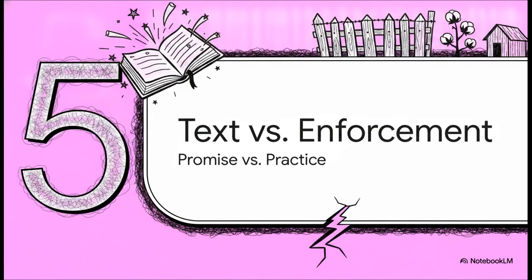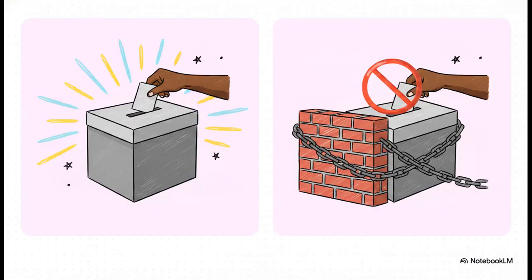Now, what's really interesting about this next section is Section 5. Text versus enforcement, promise versus practice. We see a dramatic pivot here from the high ideals of the Constitution to the harsh historical reality on the ground in the American South. The gap between these two concepts is honestly staggering. The constitutional promise of the 15th Amendment was absolute. The right to vote shall not be denied based on race. Yet the enforcement reality looked entirely different.